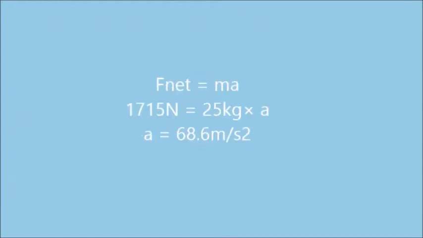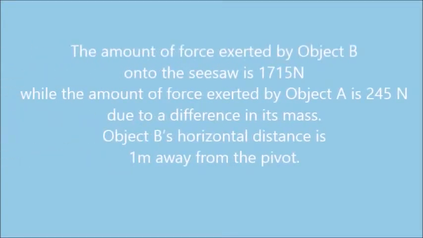F net is equal to mass times acceleration, and F net is equal to 1,715 newtons. Mass of person A is 25 kilograms, so we can find acceleration, which is equal to 68.6 meters per second squared. The amount of force exerted by person B onto the seesaw is 1,750 newtons, while the amount of force exerted by person A is 245 newtons, due to a difference in their masses.